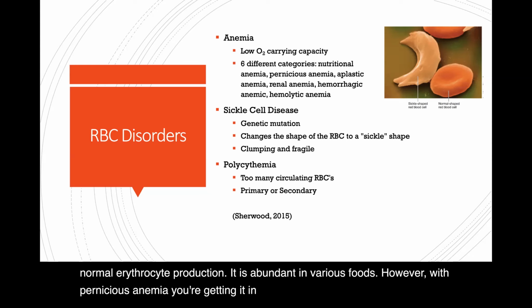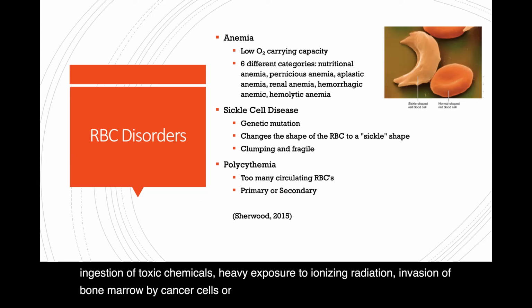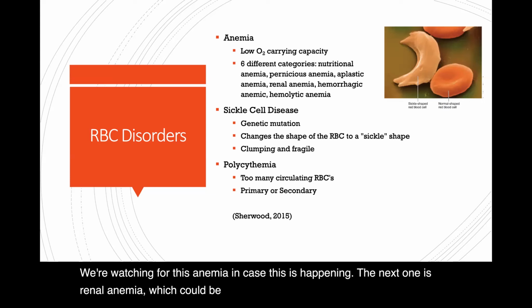The third kind is aplastic anemia. So this is caused by your bone marrow not producing enough red blood cells. A lot of times this is caused by ingestion of toxic chemicals, heavy exposure to ionizing radiation, invasion of bone marrow by cancer cells, or chemotherapy. So that is one of the things that they watch. You hear a lot of times with chemotherapy patients that they are watching for this anemia in case this is happening. The next one is renal anemia, which could be caused by kidney disease.